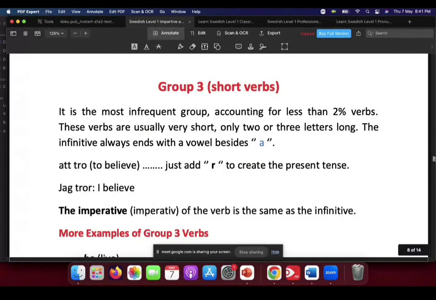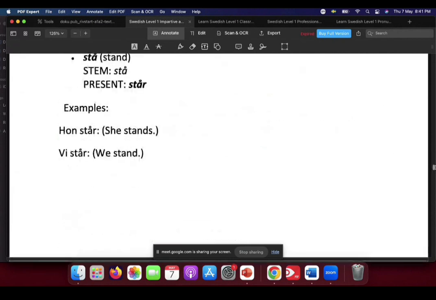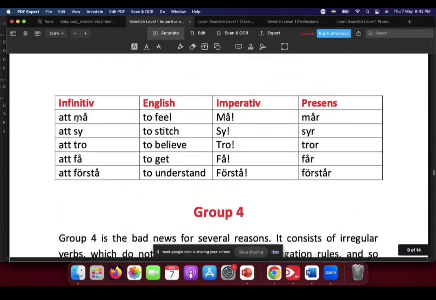And these are short verbs, group 3. They are less than 2% of the Swedish language. Why are they short? Because they are only 2 or 3 letters at the most. To make the present tense, just place one R. Let's say, att sy, syr, that means to stitch. Att slänga, throw, slänger. And att förstå, that means understand, förstår.